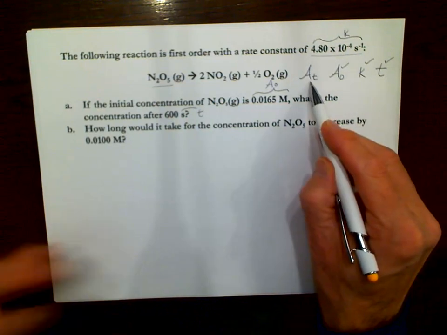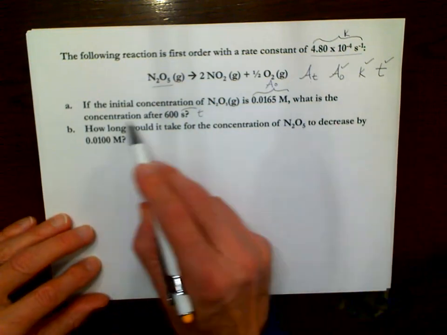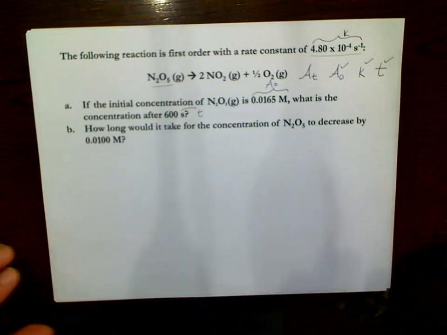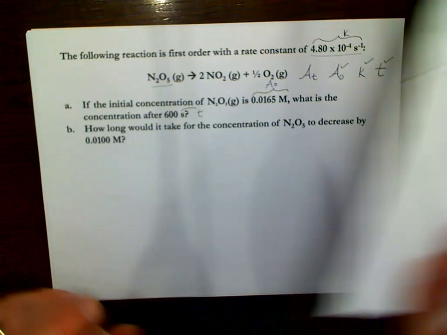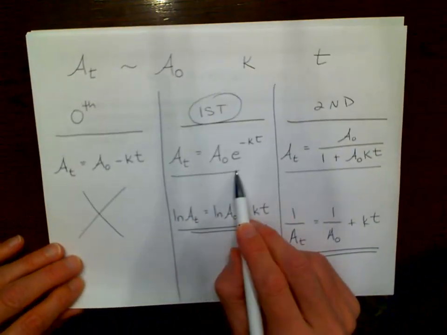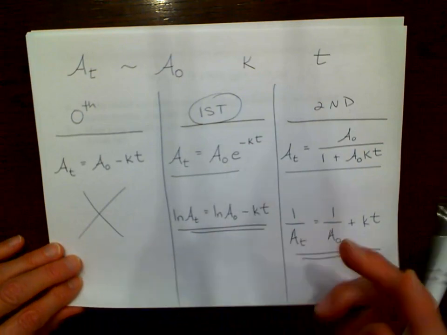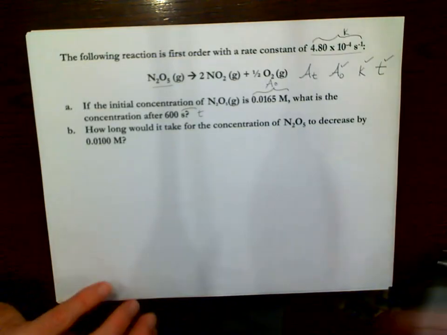What I'm looking for is the concentration at 600 seconds. So I think this is going to be the best form of the equation to use. I want to find the amount present at time t if I'm given all this stuff, so that should be fairly straightforward.